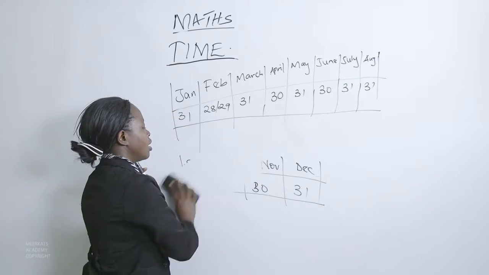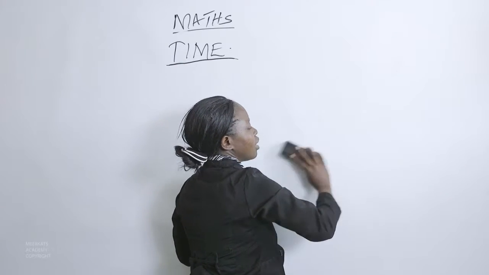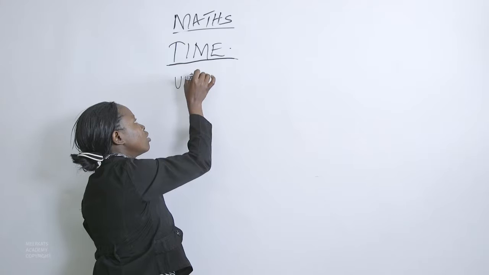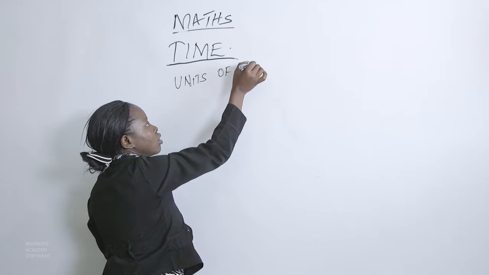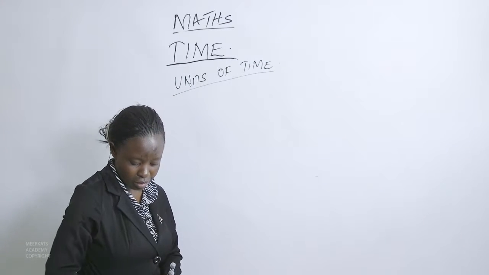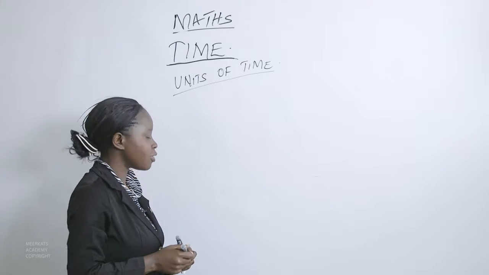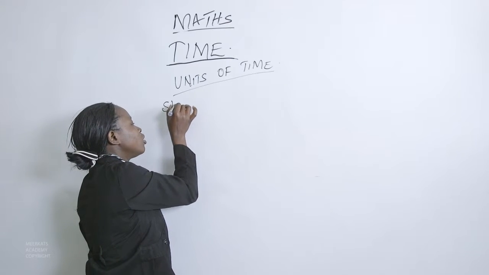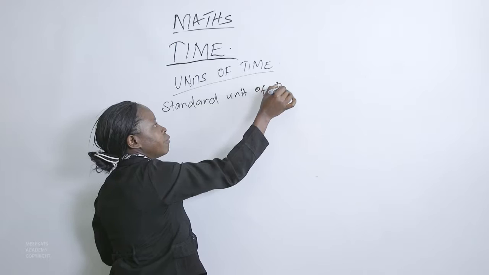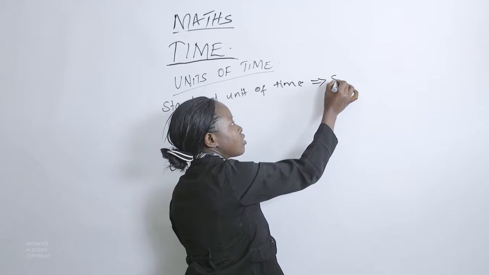After knowing that, then we need to ask ourselves, what are these units that are used in time? So, the units of time. And as we are looking at units of time, then we have the standard unit. And the standard unit of time is seconds.